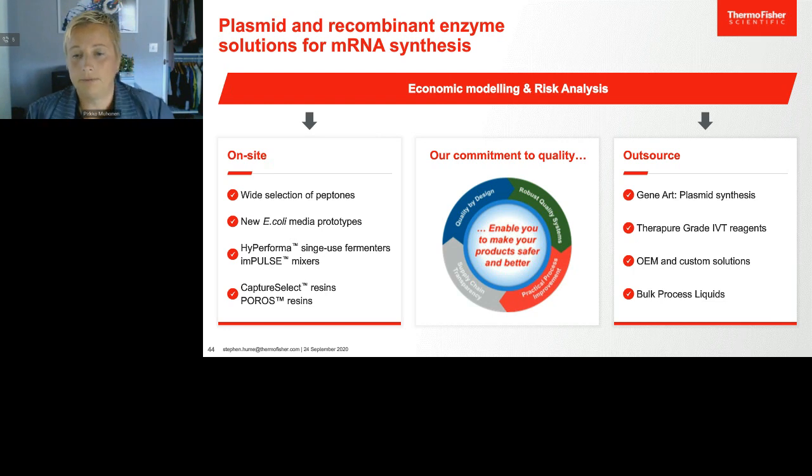If you have your own fermentation process set up, we have a wide range of animal origin-free peptones and also the newly developed E. coli media prototypes. We have equipment such as high-performance single-use fermenters for large-scale production. We also have the CaptureSelect and POROS resins for downstream purification. So this is now the end of my talk. Thank you for listening, and this goes back to Stephen, please.